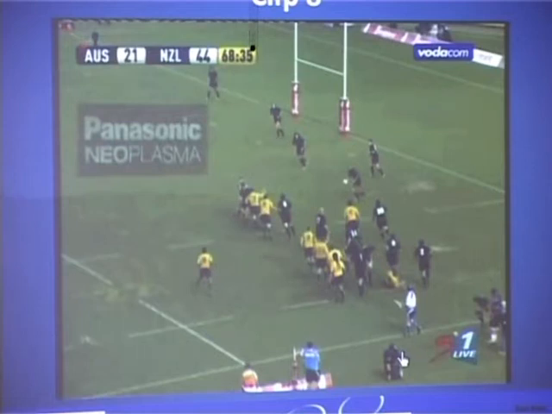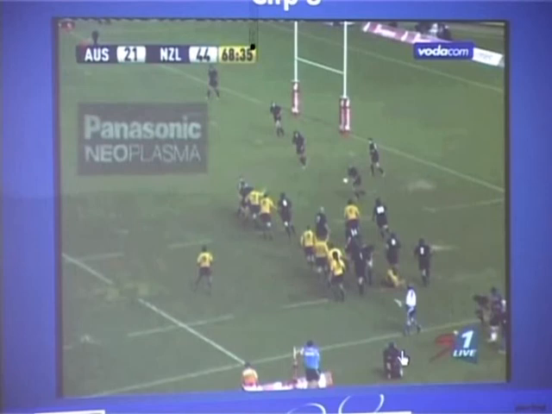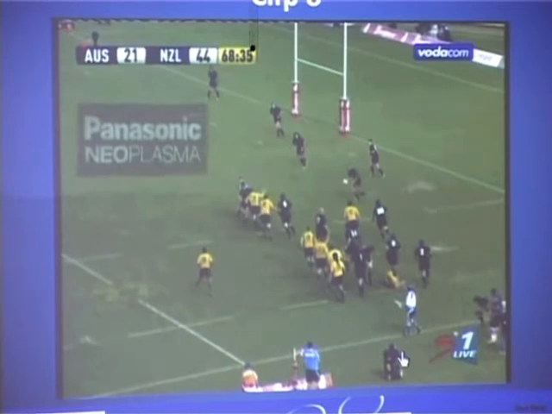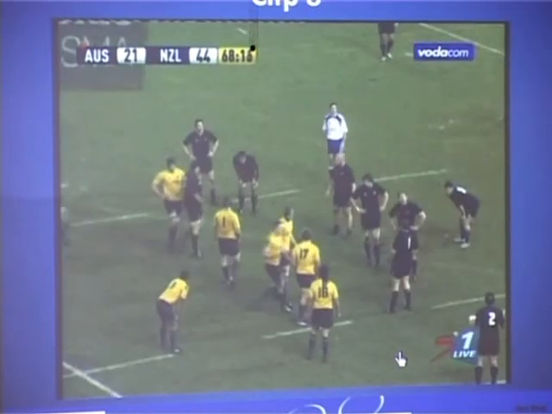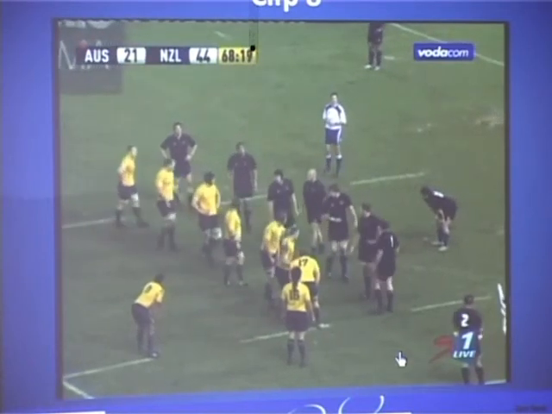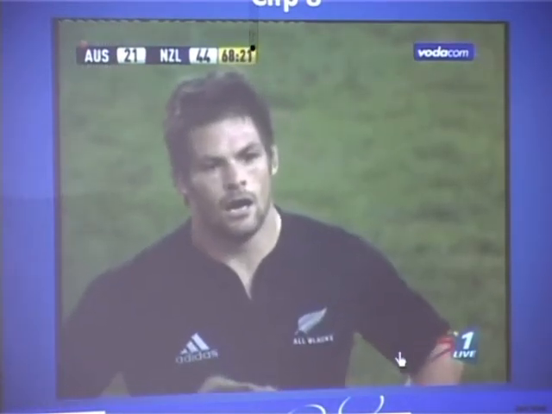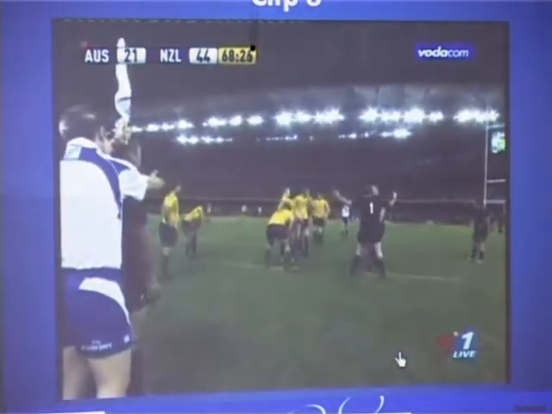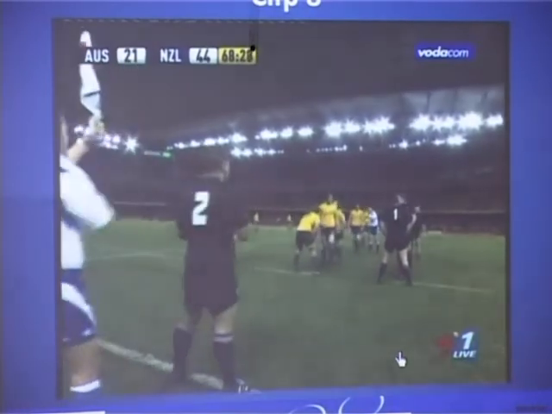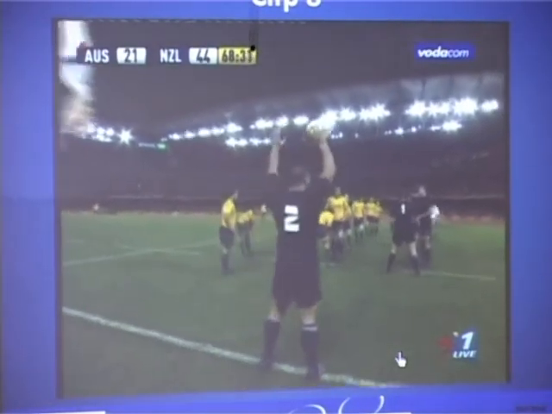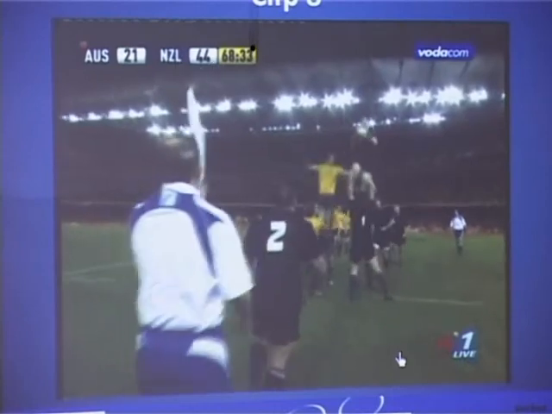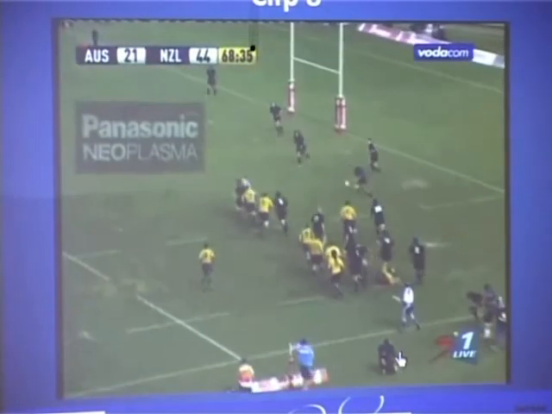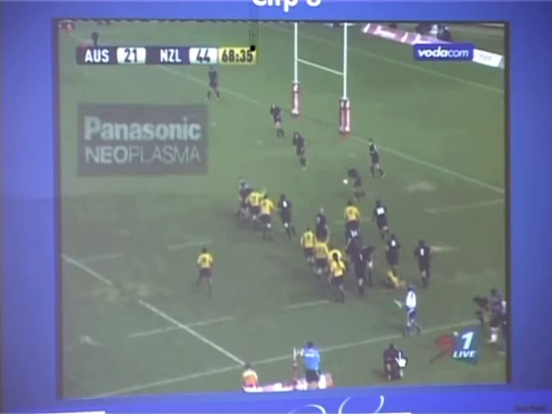But again, if you can get away with it, that's what coaches will do. If they can get away with it, they will get away with it. So just play it again once more. And is the throw straight? Straight in the middle of the two lines. Okay, next.